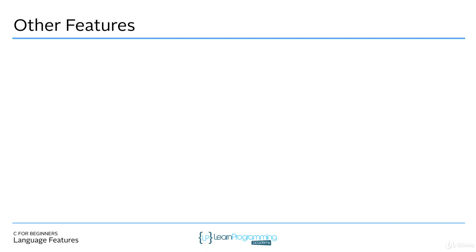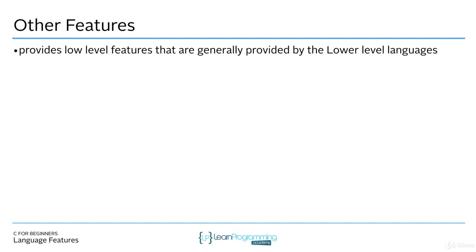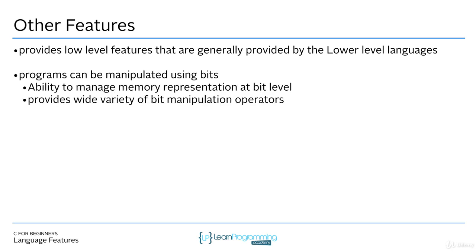Some other features of C: it provides low-level features that are generally provided by the lower-level languages. We talked about this. But again, the best example of this is memory management, direct access to memory. Programs can be manipulated using bits. Wow, if that's not low level, I don't know what is. It is the ability to manage memory representation at a bit level. Bits and bytes are how we actually store data on computers. It provides a wide variety of bit manipulation operators. Again, something in the language that we'll talk about in more detail.